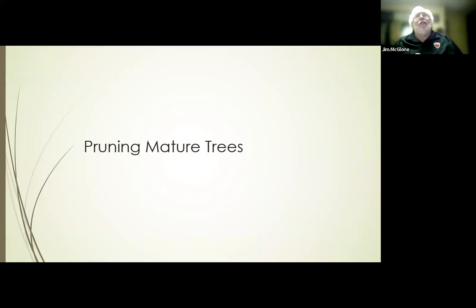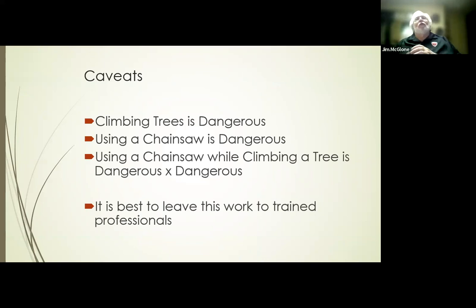Pruning mature trees. A couple of caveats about pruning mature trees. Climbing trees is dangerous. In fact, tree climbing is a more dangerous profession than firefighting or police work. Using a chainsaw is also dangerous. When you use a chainsaw while you're climbing the trees, you are multiplying your dangerous activities.